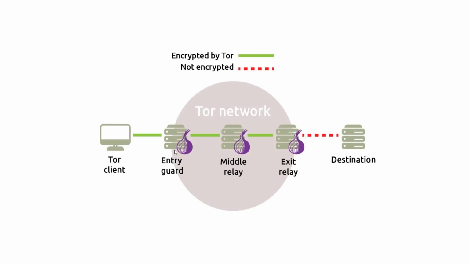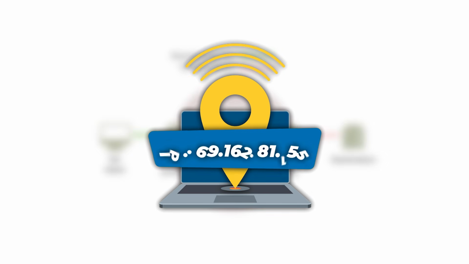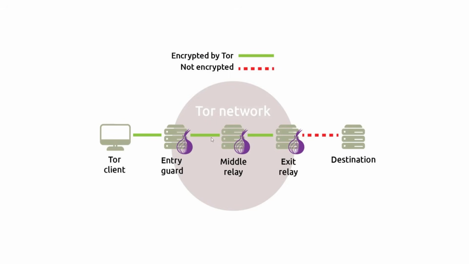And the reason you have this first one is because it knows your information. It knows, for example, your IP address, right? But it doesn't know where you're going. And the reason for that is because you're going to go over to the middle node.